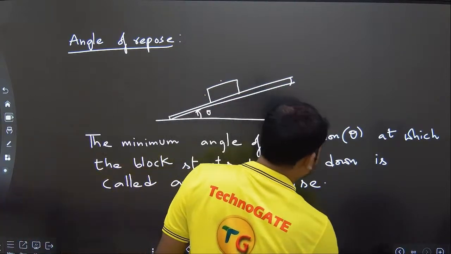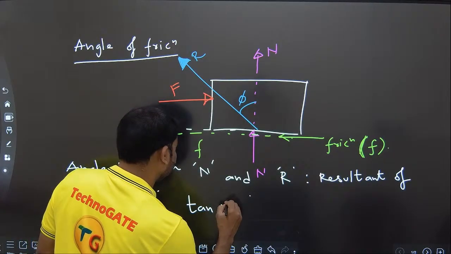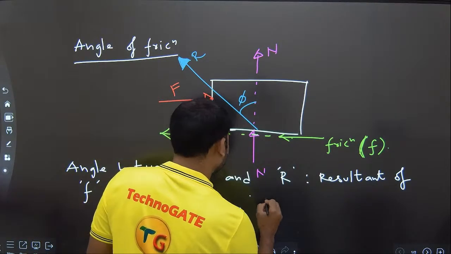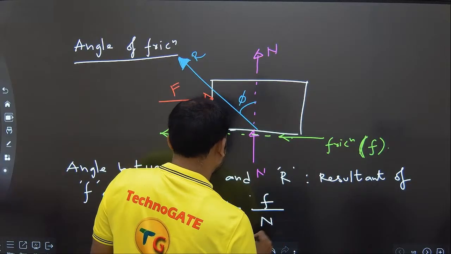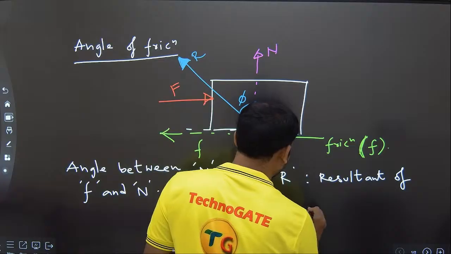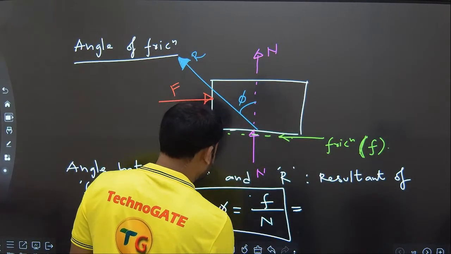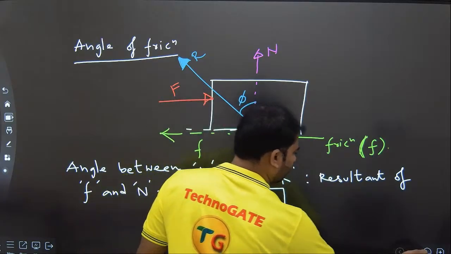Earlier for angle of friction I forgot the formula also. So tan phi is equal to F by N. Tan phi is equal to F by N, let's take it like that here. Okay, this should be sufficient. I will tell the remaining portion here.